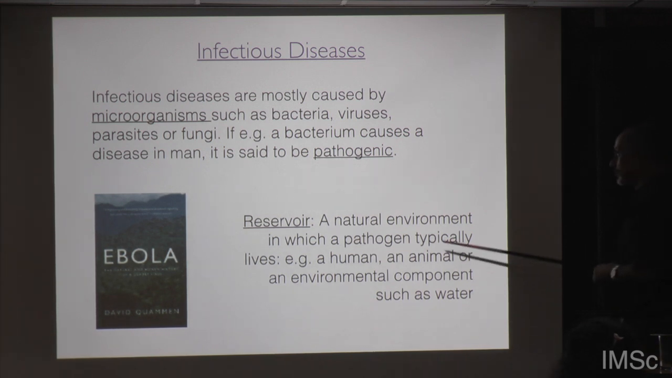The other useful word is a reservoir. A reservoir is some natural environment in which a pathogen typically lives. For example, it may naturally live in a human being, it may live in an animal, or it may live in some environmental component such as water. Okay? So that's pathogenic, that's reservoir.